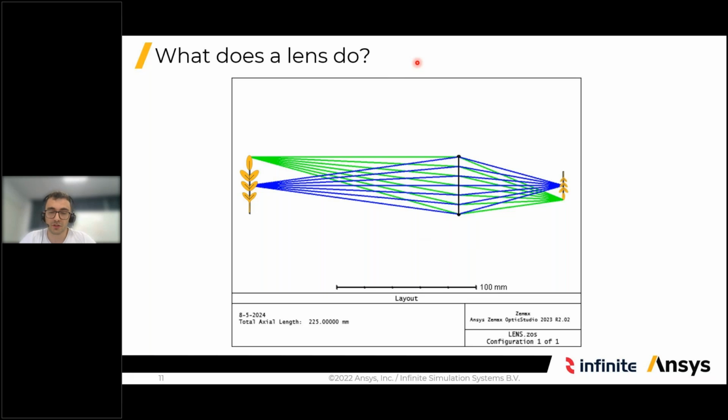So before we continue, we have to ask ourselves what an imaging system is. What does a lens actually do? A lens or an imaging system is a device that makes an image of an object, and it does so by collecting all the light from one point and focusing it on another point on the imaging plane. So even though all those different rays have different directions, they all end up at the same point at the imaging plane. And that's the case for all the points on the object.